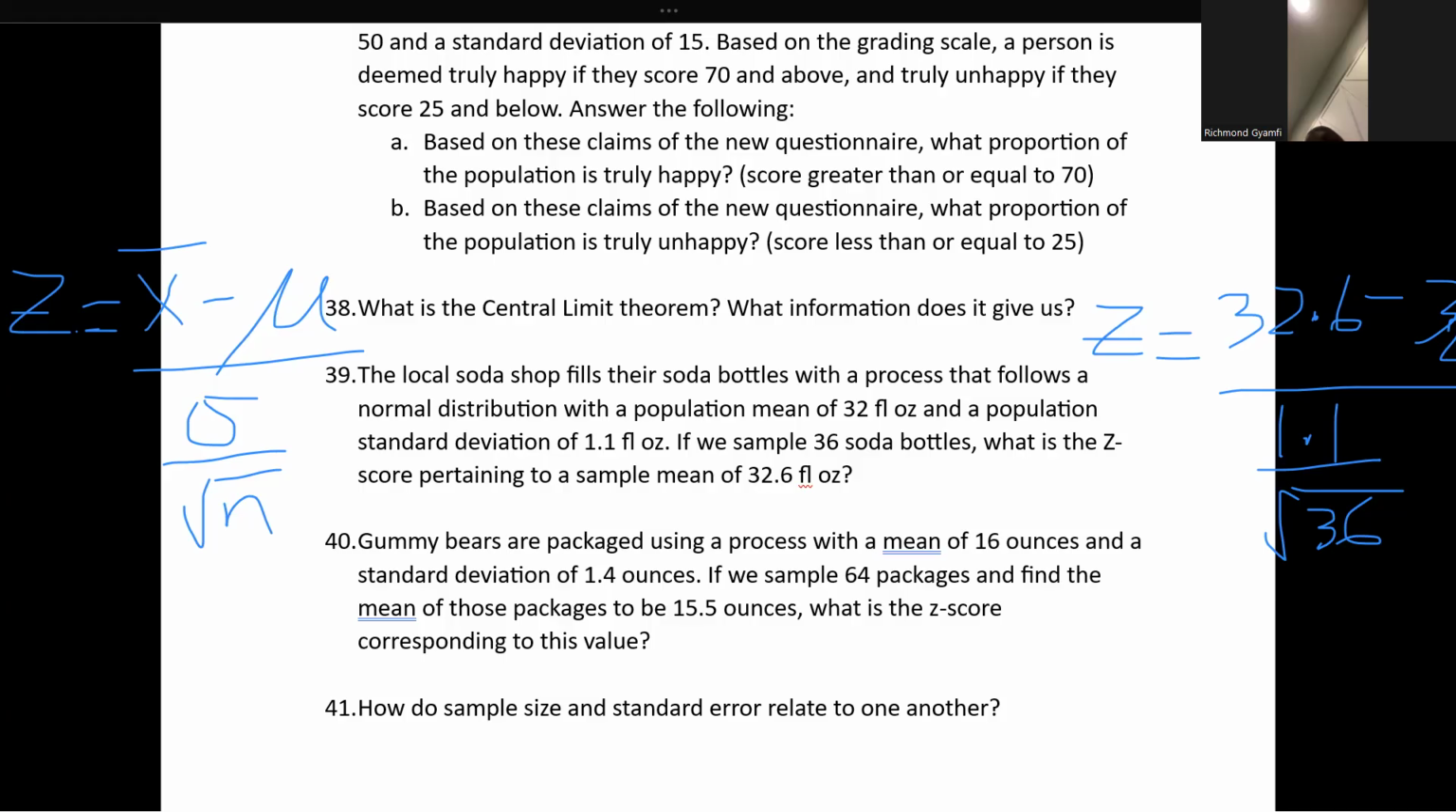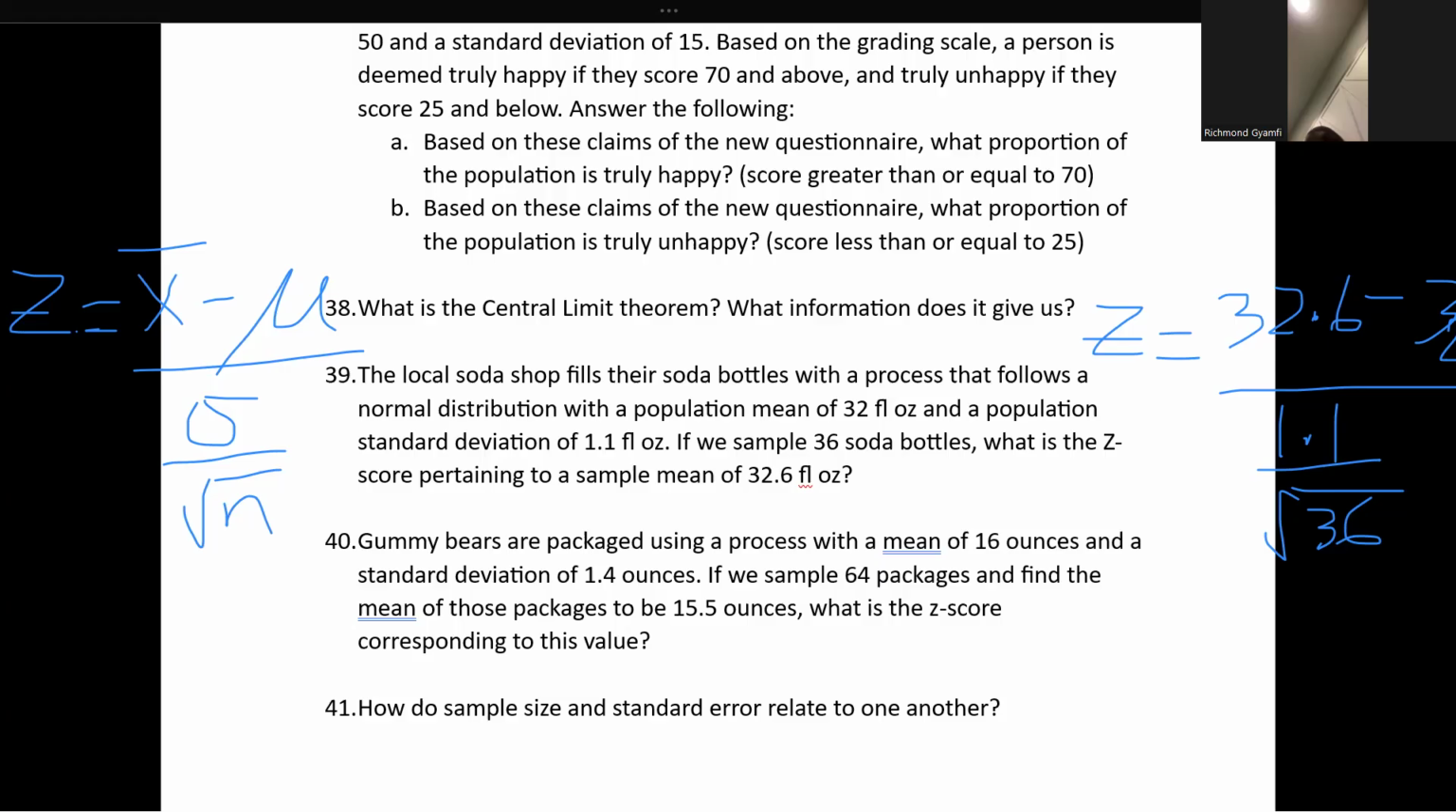So with the calculators you have on the exam, you have to do the bottom first. So do the bottom first, write it down. So square root of 36 is 6. So you have 1.1 divided by 6. Put that in a calculator, write it down. And then do the top part, 32.6 minus 32. And then now you divide the two answers to get your z value. Yes, and that's it. It says find the z-score.